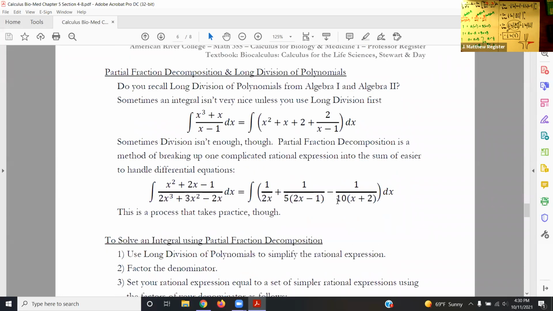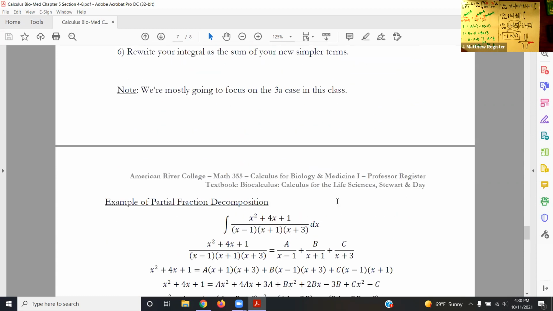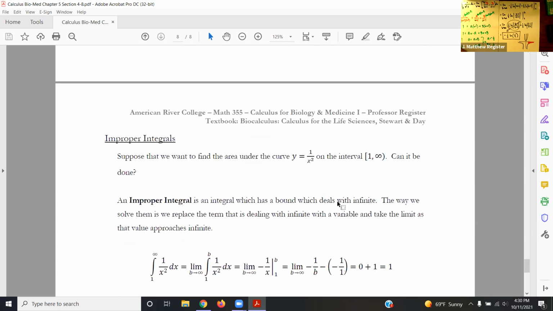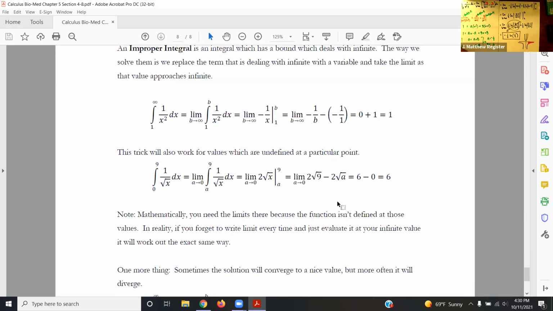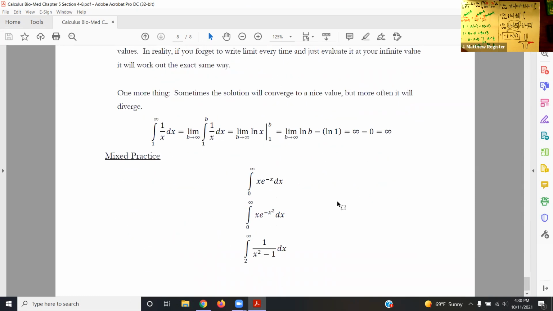And then we had partial fraction decomposition, which is really just a bunch of tedious algebra and a little bit of calculus. And then we ended with improper integrals, which are definite integrals which involve infinity. And really, they're not much different than the stuff that we were doing when we learned the fundamental theorem. It's just a little bit trickier. And that brings us to the end of today's lesson.